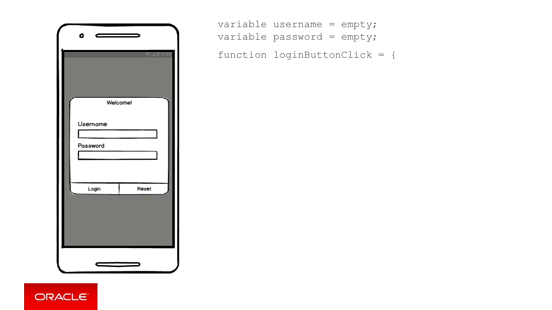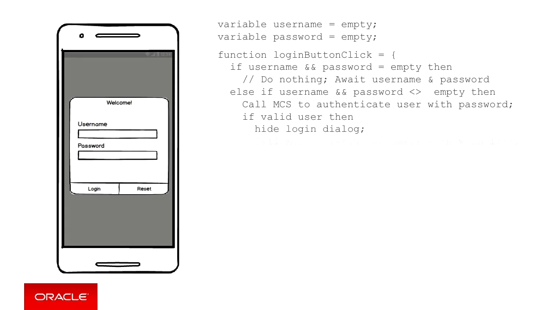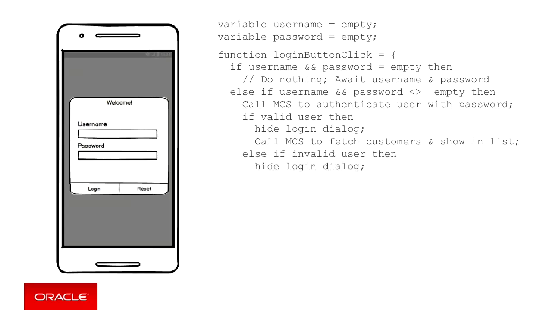For the login button, we'll first check if the username and password are empty, and if yes, we'll do nothing, waiting for the user to enter some values for both. Otherwise, if they are not empty, we will call Oracle Mobile Cloud Service to authenticate the user with the supplied username and password. If the username and password prove to be valid, we'll then hide the dialog and display the phonebook data. Alternatively, if the username and password prove to be invalid, we want to hide the login dialog and show the error dialog instead.